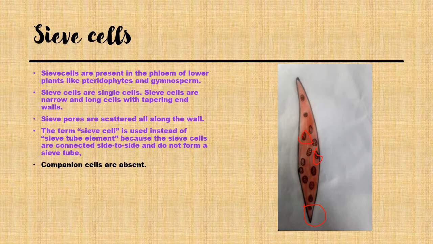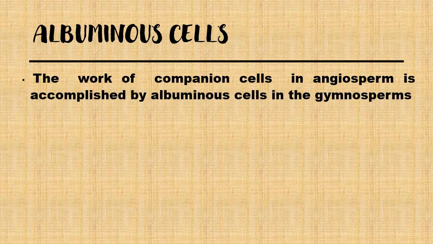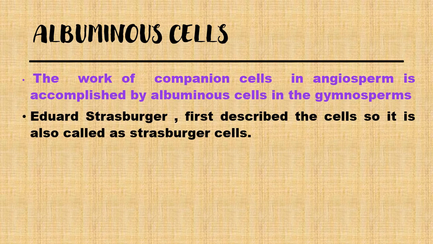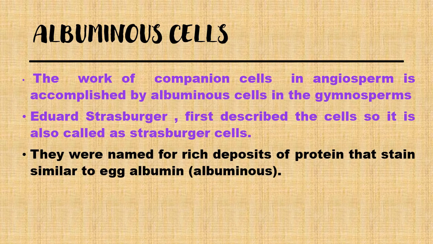Companion cells are absent. Sieve cells are accompanied by another cell which is called the albuminous cell. Albuminous cells work the same as the companion cells present in angiosperms. Edward Strasburger first described the cell, that's why it is also called the Strasburger cell. The name is albuminous cell because it contains some kind of protein which is very similar to egg albumin.